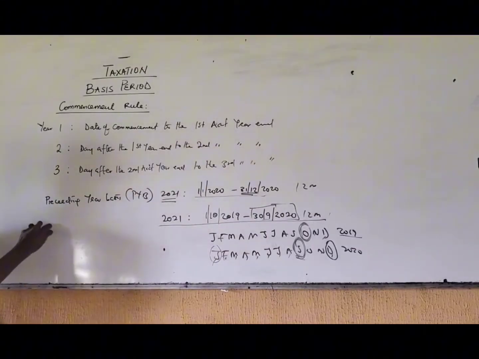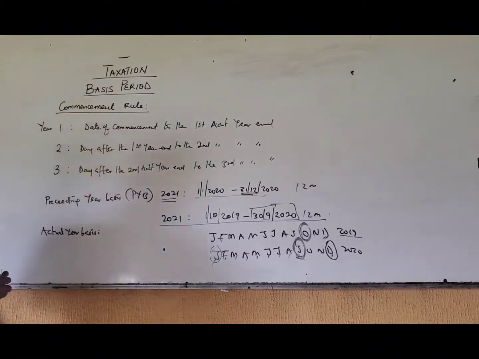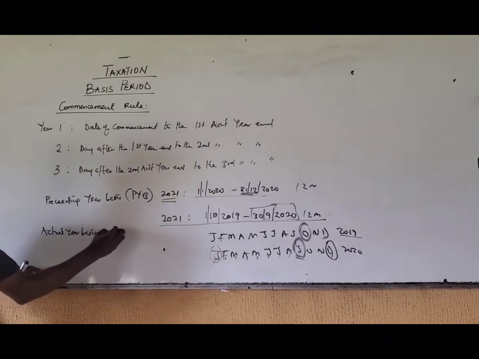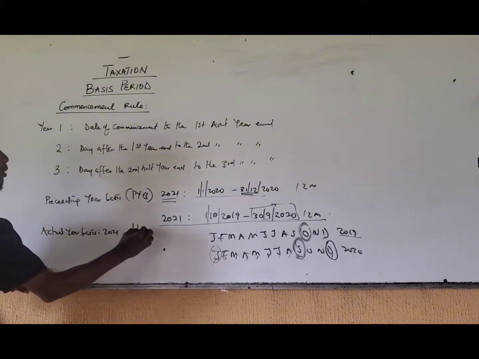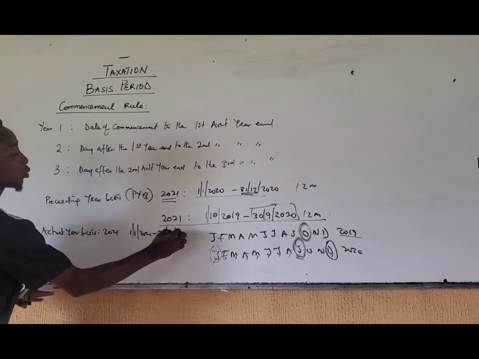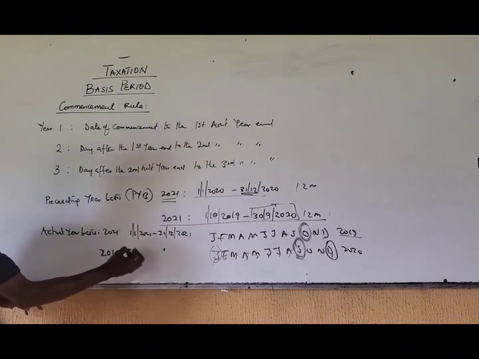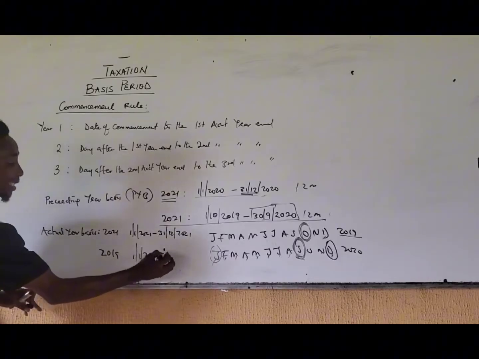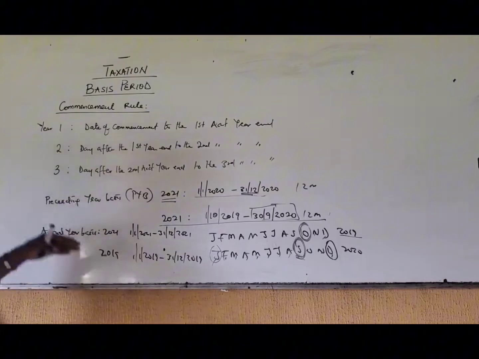We also have what we call actual basis. Actual year basis. This is to assess that year with the activities of that year. For actual basis, if you say assess 2021, it will be the activities of 2021. So it is January 1st, 2021 to 31st December 2021 is actual. If you say assess 2019 on actual, it is 1st of January 2019 to 31st December 2019. For that year, use the actual year for that year.